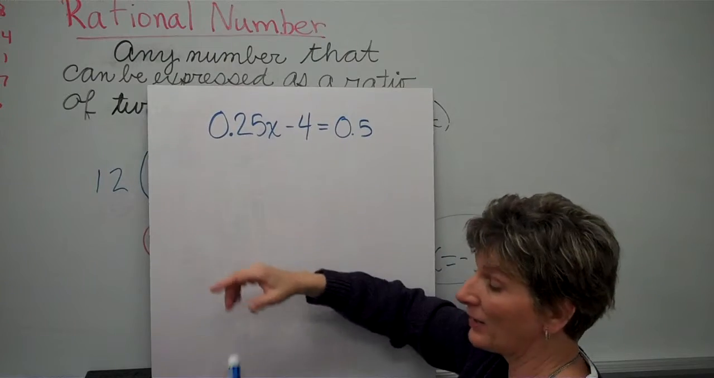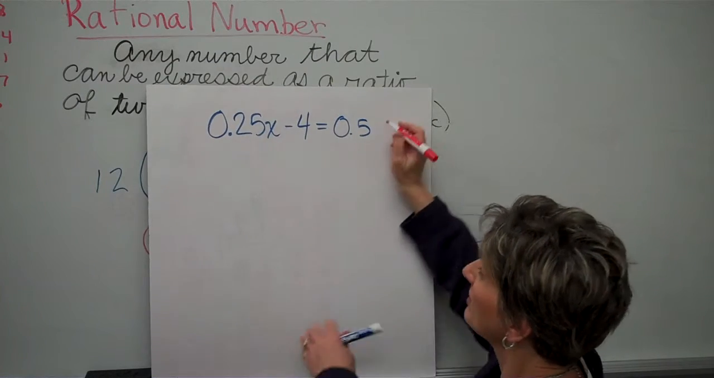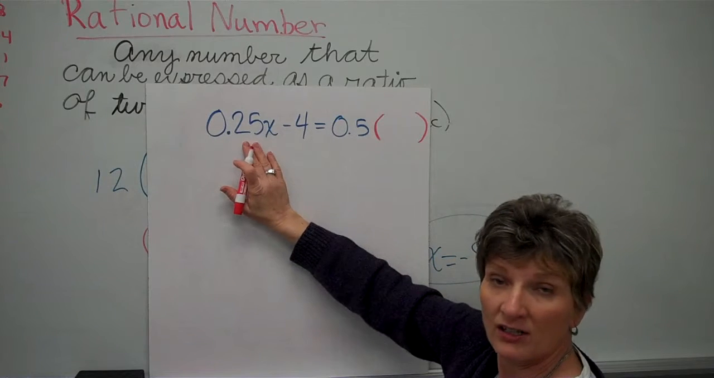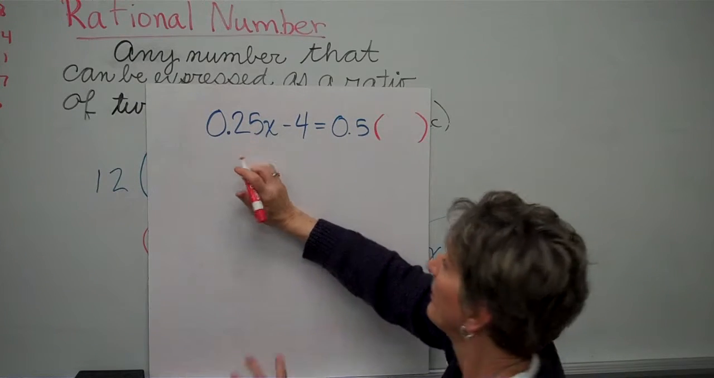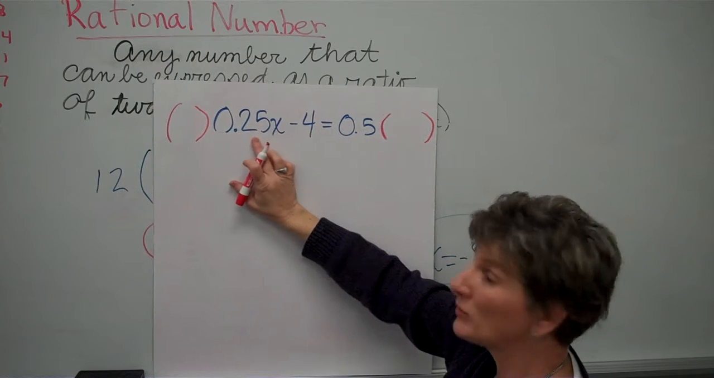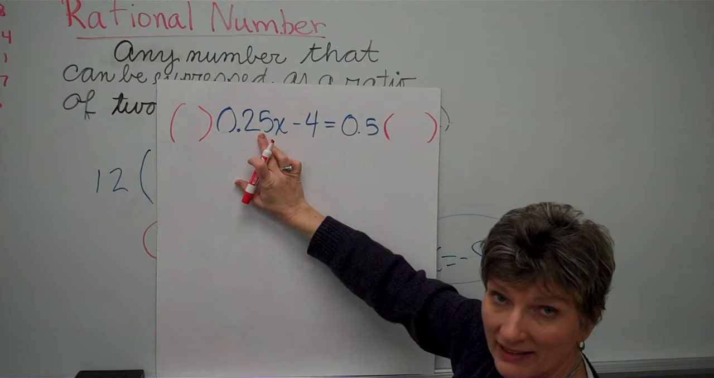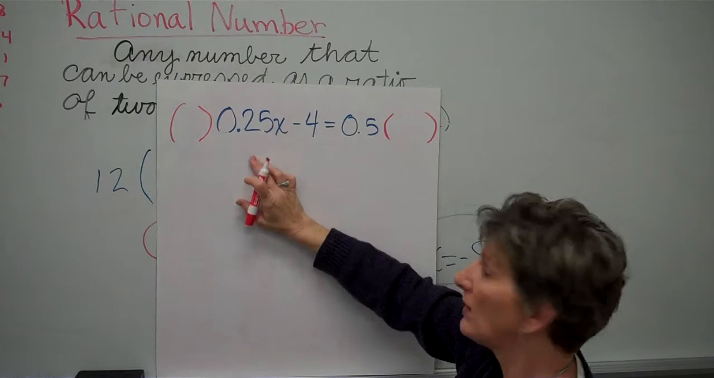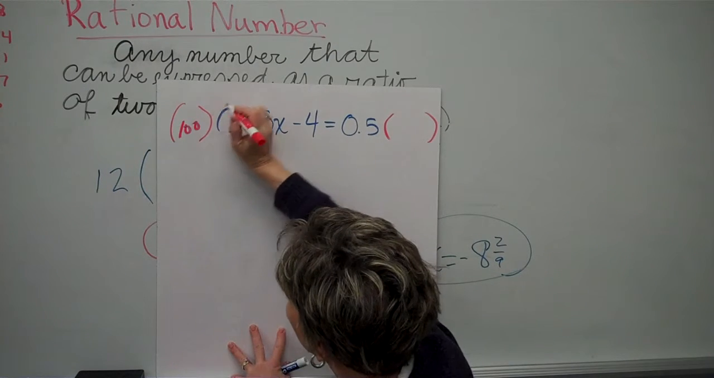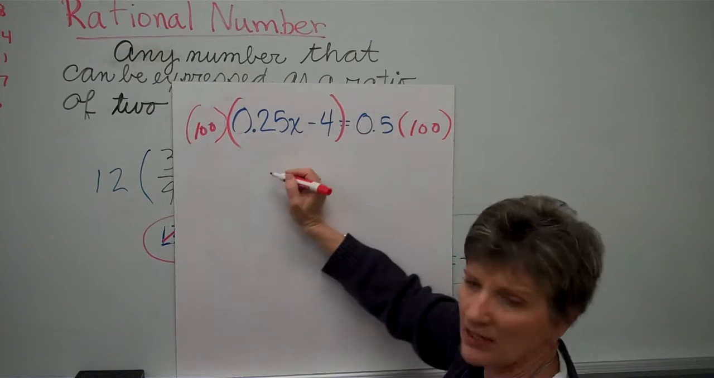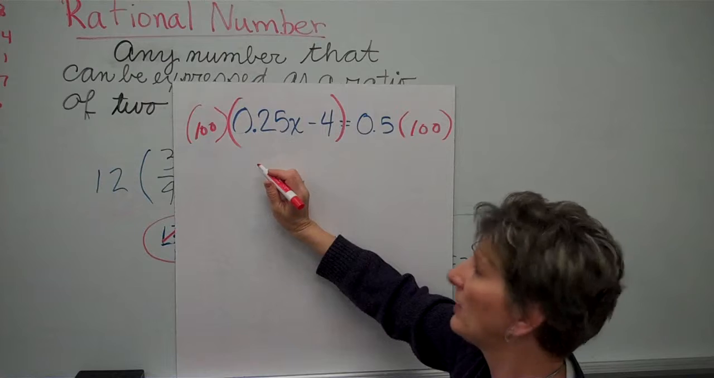Here's a way to get rid of those. What can you multiply both sides by, in this case, to get rid of the decimal point? Well, I know if I multiply by 10, it moves the decimal point over one spot. I need to move it 2, so I'm going to multiply by 100. Remember, I'm multiplying the whole thing by 100. That means I'm multiplying every single term by 100.